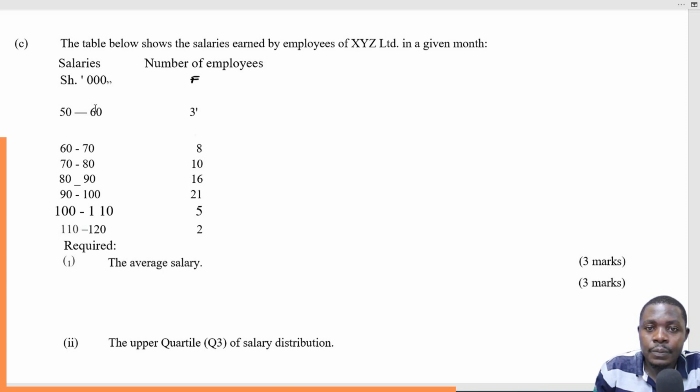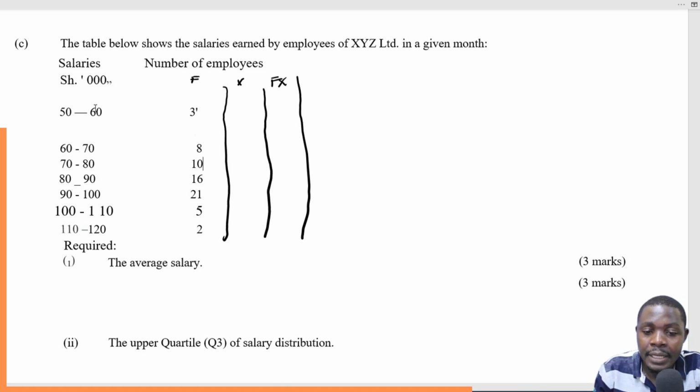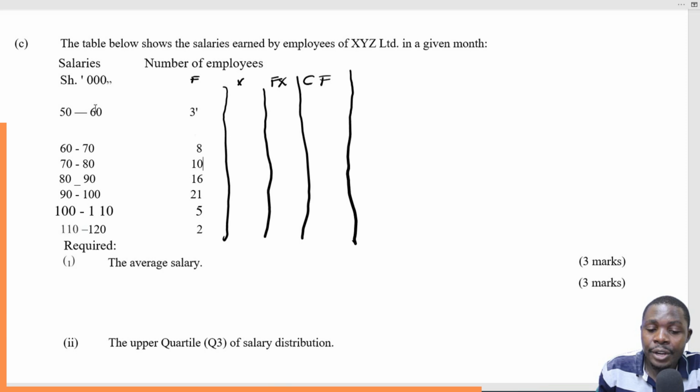Draw a straight line. Then we have another column you're going to create there. Now this one will be for my values for x, the class midpoint. Then another for fx, for the purposes of calculating the mean. Then we have the quartile. We need something to do with the cumulative frequency, CF. I will create CF there, cumulative frequency.